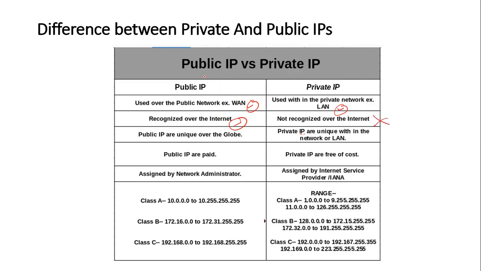Moreover, public IPs are unique over the world, so there won't be any duplicate IP addresses. But private IP addresses are unique only within the LAN. Suppose we have an organization called ABC. Here they are using private IP addresses, and those should be unique, with no duplicates. We have one more organization called XYZ.